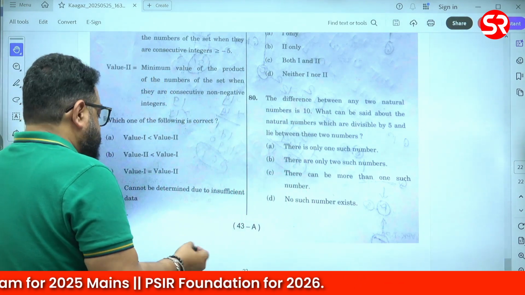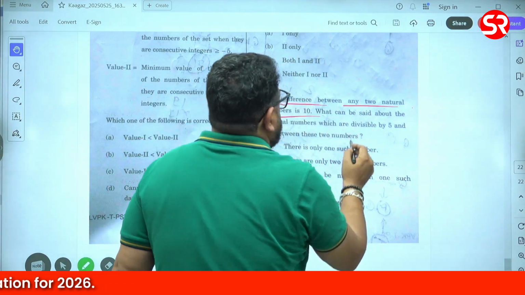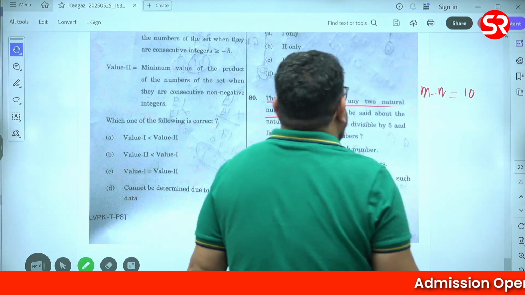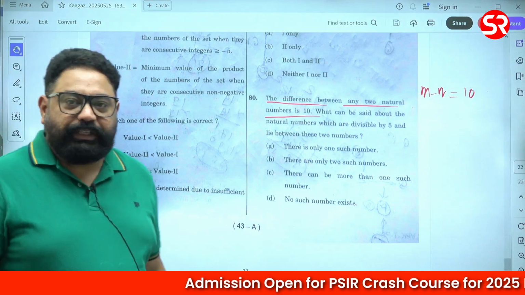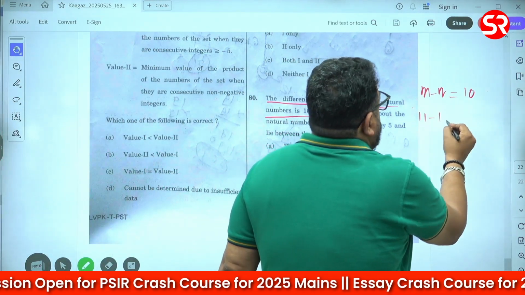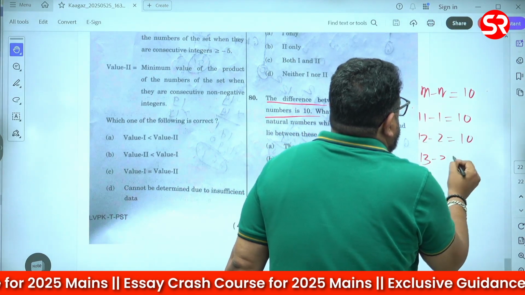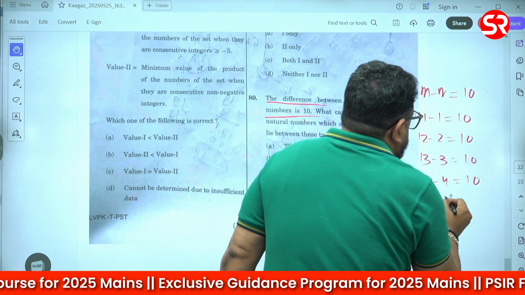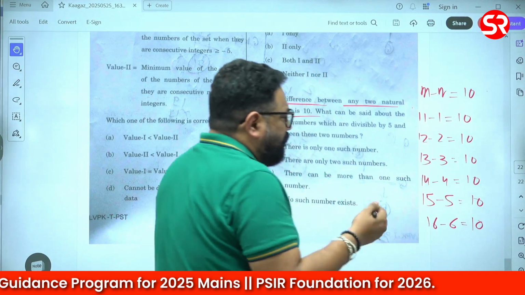Aptitude और reasoning के questions करते हैं. So पहला question, the difference of any two natural numbers is 10. तो number लिया natural number m minus 10. All right. What can be said about the natural numbers which are divisible by 5 and lie between these numbers? So guys, 11 minus 1 is 10, 12 minus 2 is 10, 13 minus 3 is 10, 14 minus 4 is 10, 15 minus 5 is 10, 16 minus 6 is 10, and so on. और बहुत सारे हो सकते हैं.